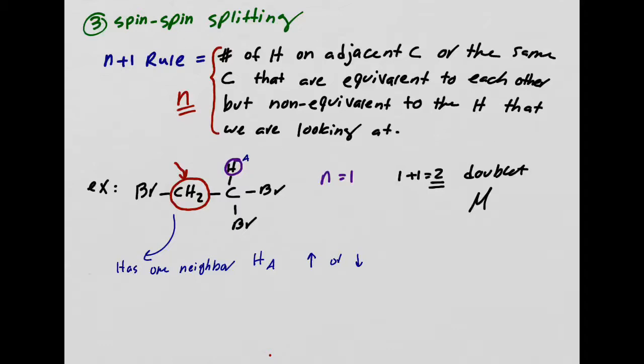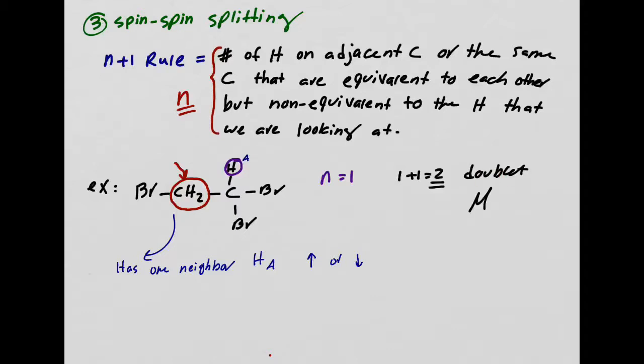So these absorbing hydrogens feel a slightly different magnetic field. One could be aligned with it, or it could be against it. So they feel two slightly different magnetic fields. And that's why it's going to absorb two different frequencies, and we are going to have a doublet.